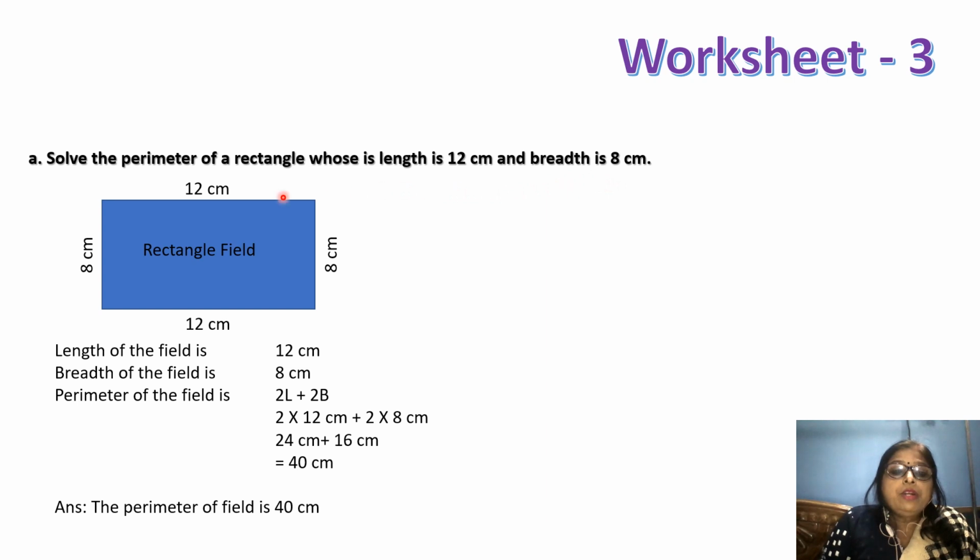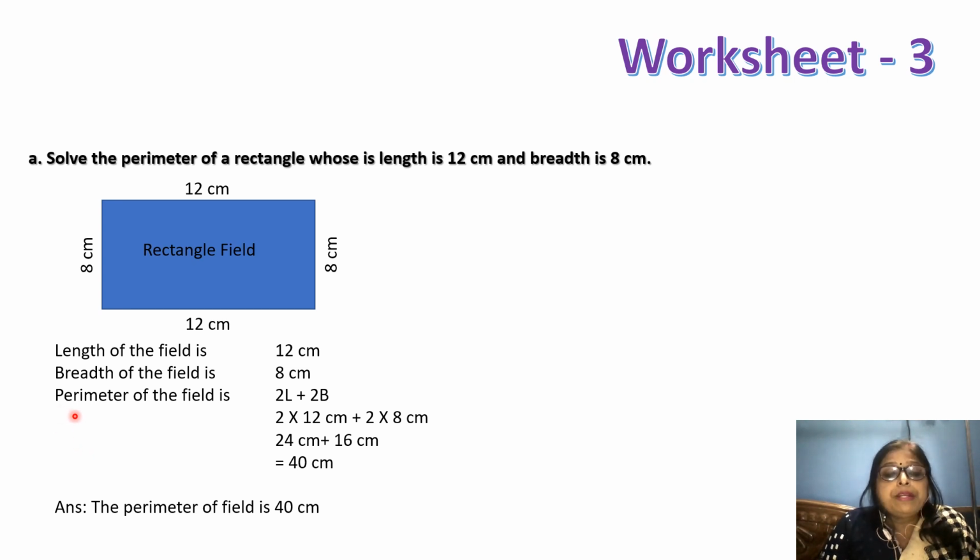According to the question, first you draw the rectangle. This is your rectangle in which opposite sides are equal. Earlier I have discussed it, and its length is 12 centimeter and breadth is 8 centimeter. So you write here: length of the field is 12 centimeter, breadth of the field is 8 centimeter. Now you find out the perimeter.